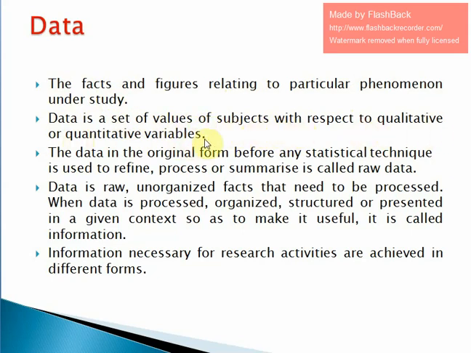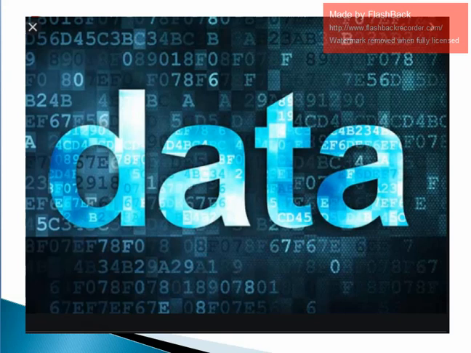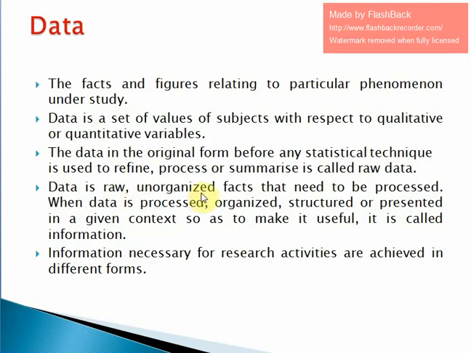The data in the original form, before any statistical technique is used to refine, process or summarize it, is called raw data. Data is in a raw form. It is unorganized facts that need to be processed. When data is processed, organized, structured or presented in a given context so as to make it useful, it is called information. And information is necessary for research activities, and these are achieved in different forms.